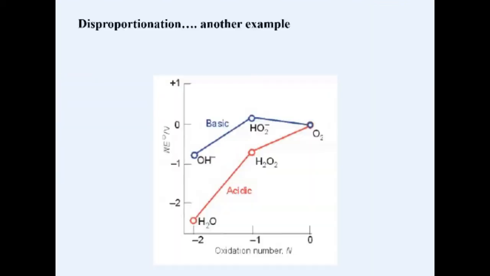So now you see disproportionation. Identify the disproportionating species in acidic and basic medium for the oxygen molecule. This is in acidic, this is in basic. You can easily see the line joining, and this species is above it, so this will undergo disproportionation. Here, if you do the line joining of these two species, HO2 minus will undergo disproportionation. Hydrogen peroxide also will undergo disproportionation.